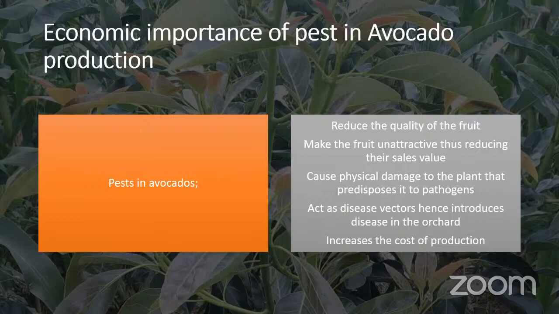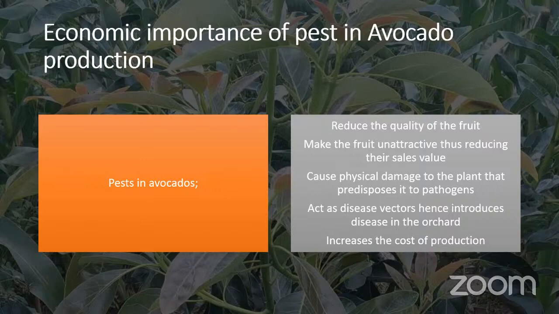Why are we concerned about pests in avocado production? The following are the economic importance of pests. Number 1, pests, if left in our orchard, will reduce the quality of the fruit. Remember, what we are producing is not just a product. We are producing quality. And you are going to be paid for quality. So without this quality, forget about making money.